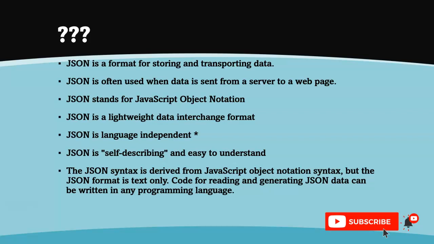The JSON syntax is derived from JavaScript object notation syntax, but the JSON format is only text. Code for reading and generating JSON data can be written in any programming language. Any programming language can read and write JSON format. Prior to JSON, we had XML, extended markup language, which was supporting only limited programming languages. But in case of JSON, it's supported by all programming languages.